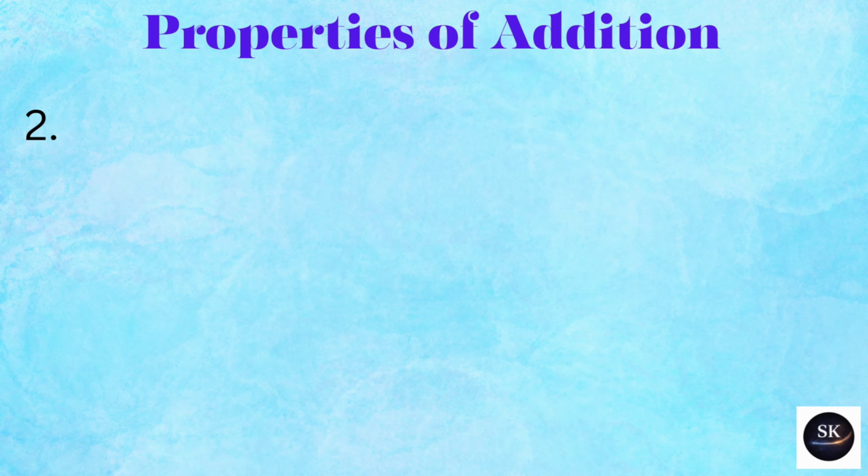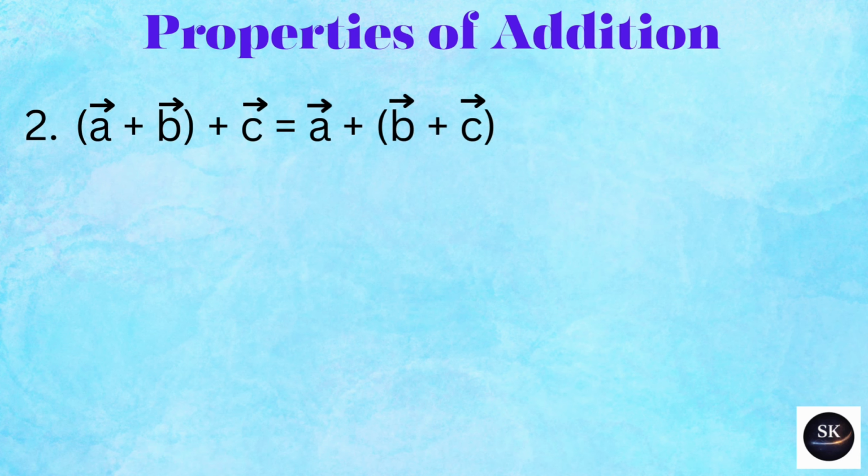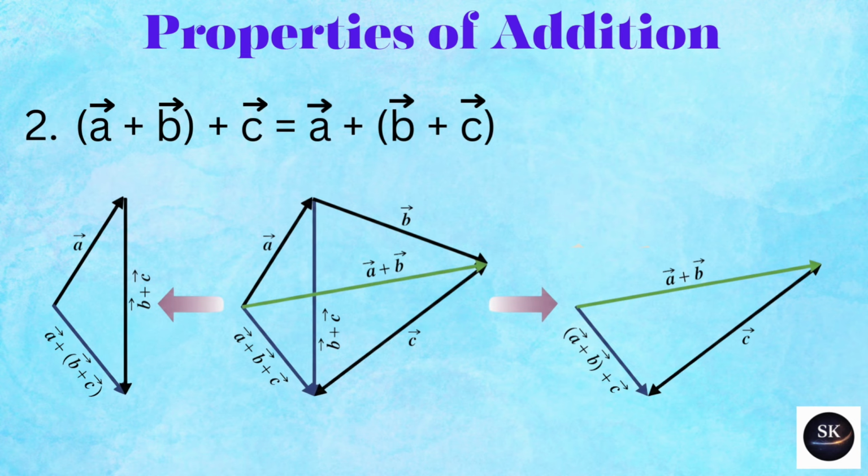The second property is that when there are more than two vectors, we can group them in any order as we add them. Thus, if we want to add vectors a, b and c, we can add a and b first and then add their vector sum to c, or we can add b and c first and then add that sum to a. We get the same result either way. This is called the associative law.